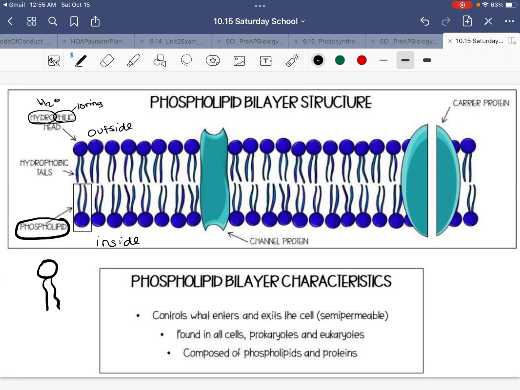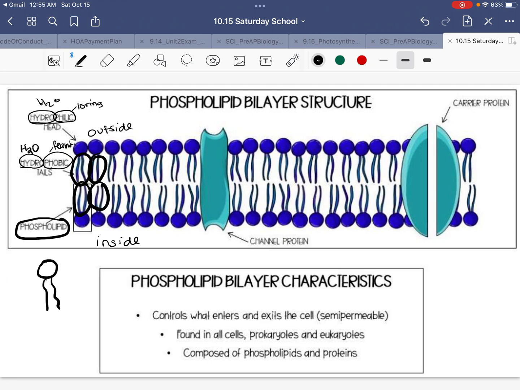The second structure is the tail, so hydrophobic tail. Again, hydro is water, and phobic means fearing. It doesn't like water. It all wants to be away from water. This is why your tails face each other. They don't want to face water, so they avoid it as much as they can.